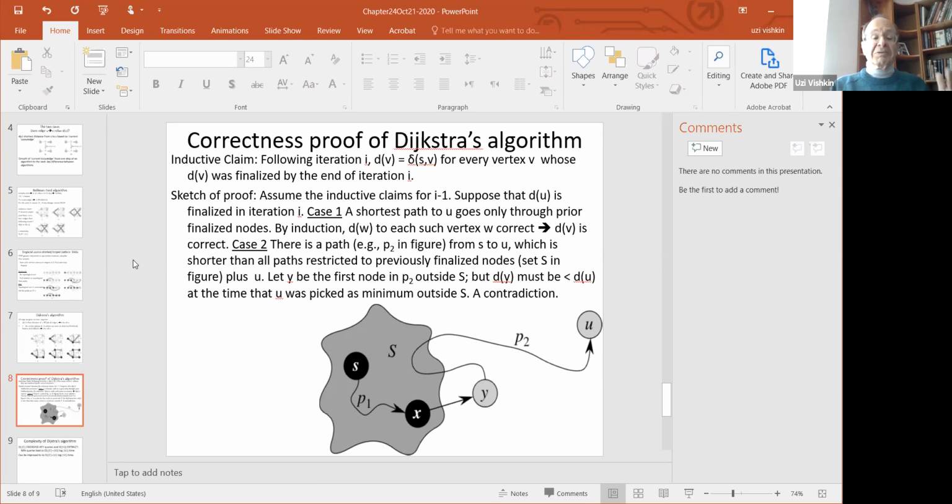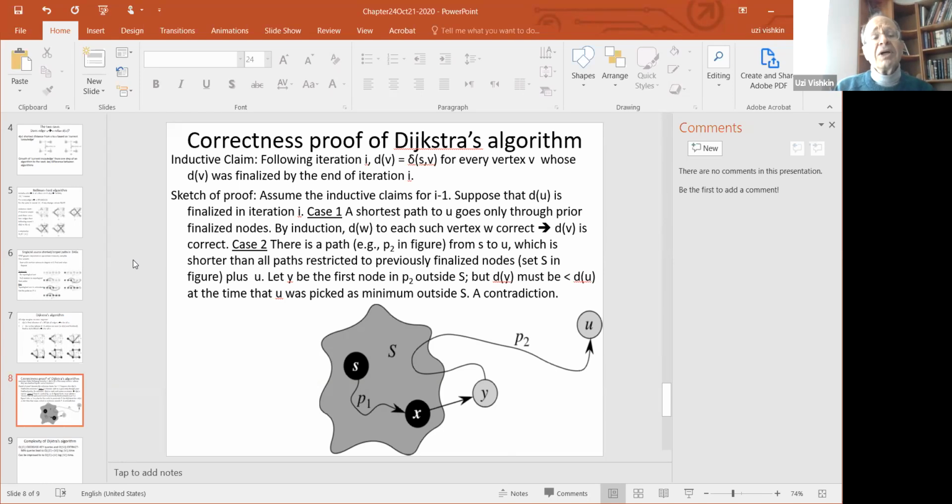And by now, I hope that you see why when we have such an inductive claim, automatically you should understand for yourself what is the inductive hypothesis. The inductive hypothesis is that following iteration I minus 1, d of v was equal to delta S of v for every vertex whose d of v was finalized by the end of iteration I minus 1. By now, I don't need to state for you both the hypothesis and the claim. It's enough to state one. You're already trained enough to derive the other.